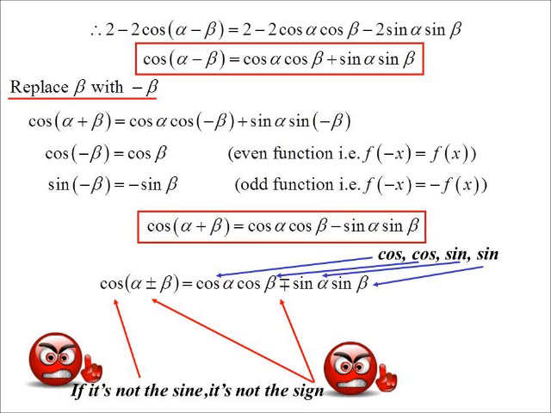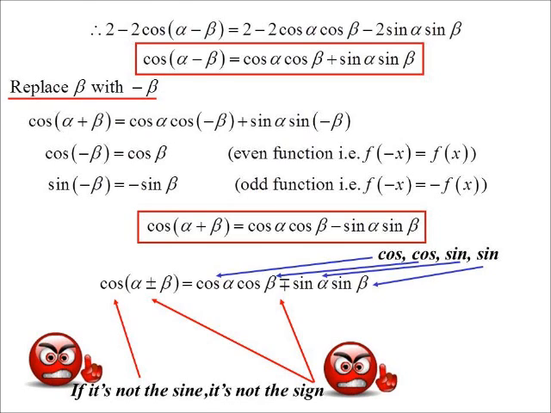So when we're dealing with the cosine function, because cosine's not sine, we change the sign on the right-hand side, because if it's not the sine, it's not the sine. So the cos relationship is simply cos, cos, sine, sine. If it's not the sine, it's not the sine. Voila! How easy is that?